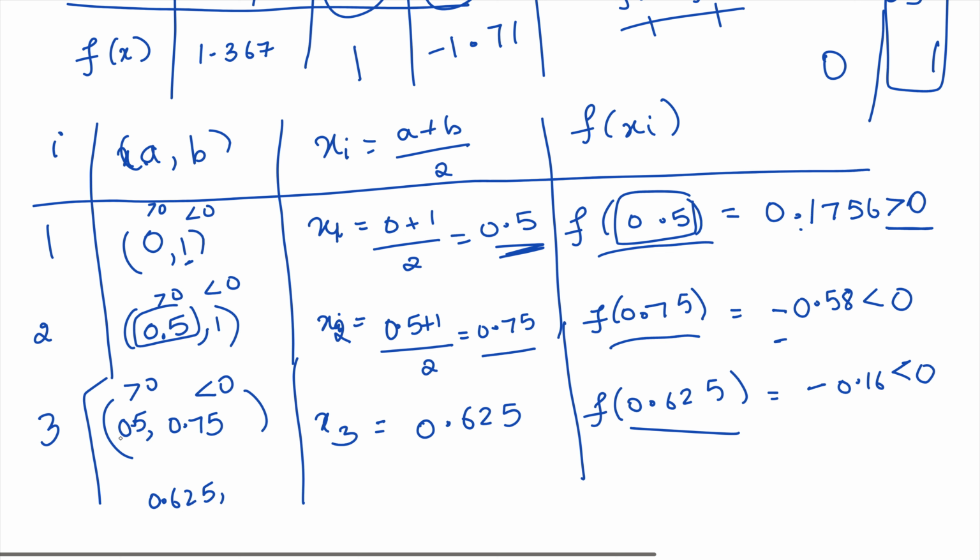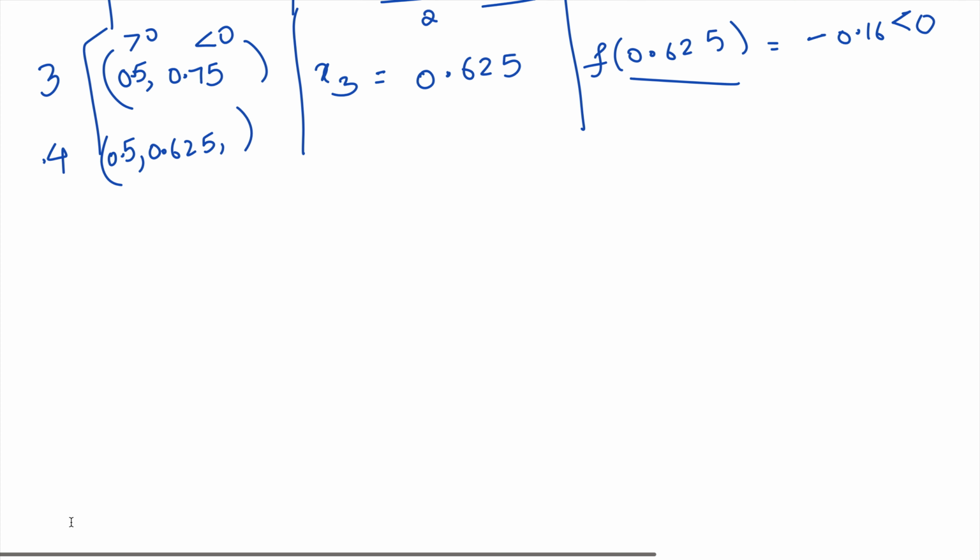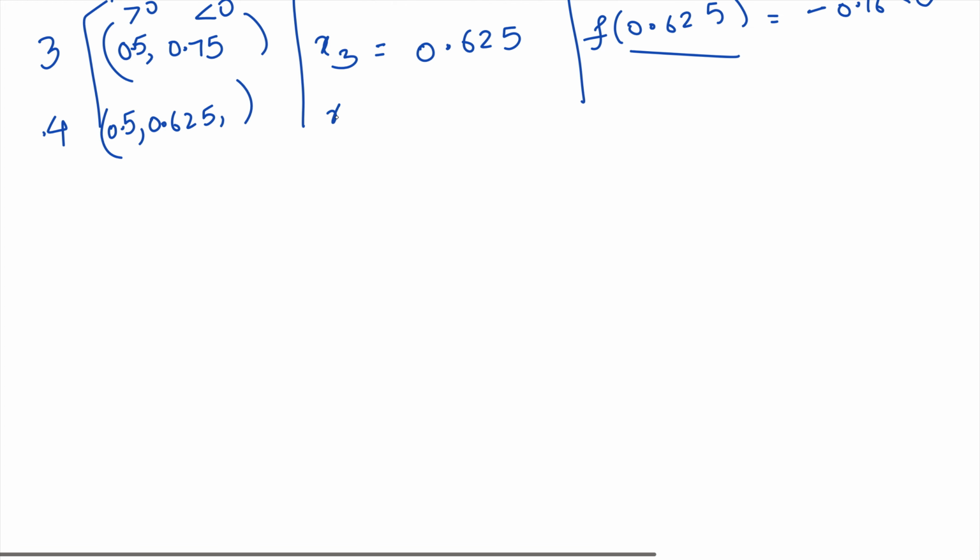So we will take which was giving us greater than 0 from previous interval, right? So 0.5 comma 0.625 will be our next interval. So x4 is 0.5 plus 0.625 divided by 2. So which is 0.5625. Now f of 0.5625 is minus 0.14. This is again less than 0.